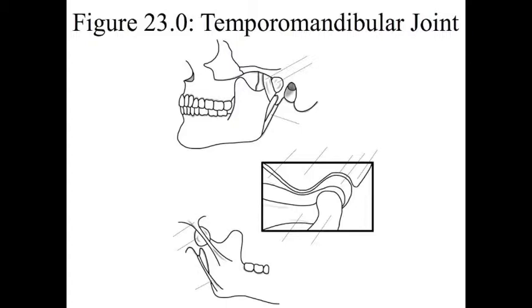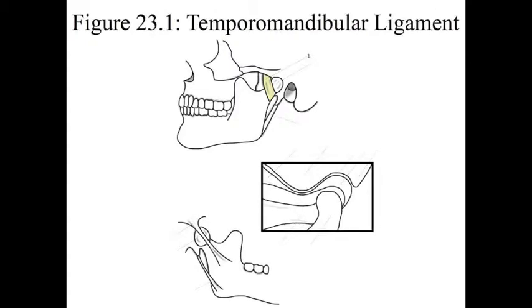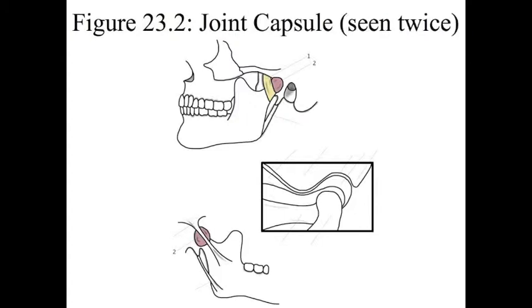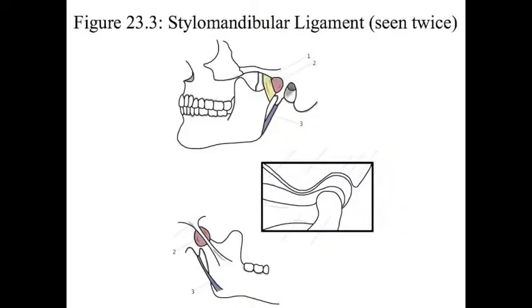Figure 23 is about the temporomandibular joint. Number 1 is the temporomandibular ligament. Number 2 is the joint capsule. You can see it twice on this figure. It secretes synovial fluid to lubricate the temporomandibular joint. Number 3 is the stylomandibular ligament. You can also see this one twice.